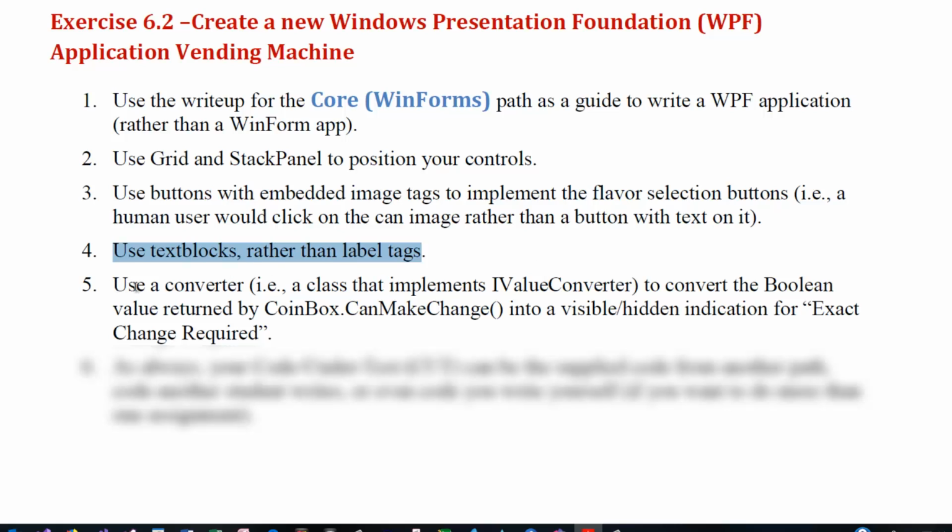Step 5 is to create a converter that will convert a Boolean value into an indication of whether or not the machine can make change or not. And that's the introduction to Assignment 6 on the core WPF path.